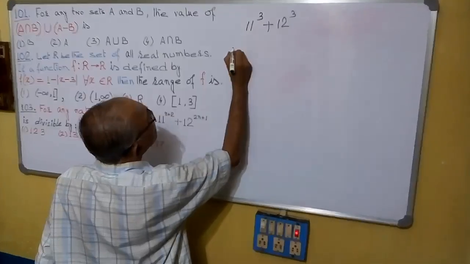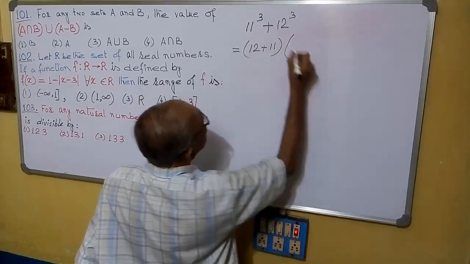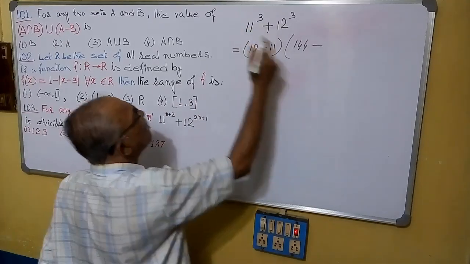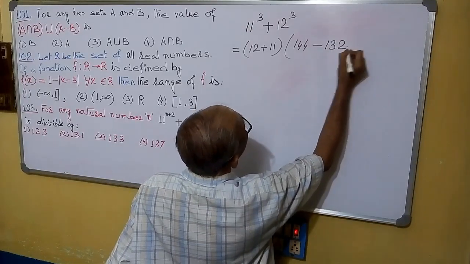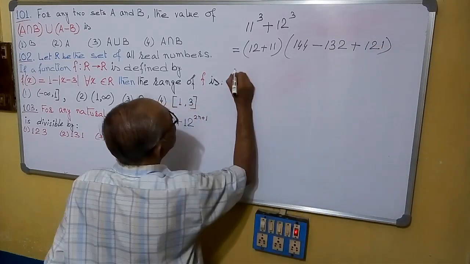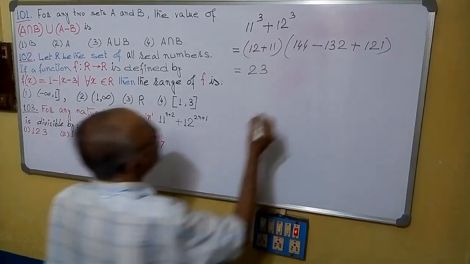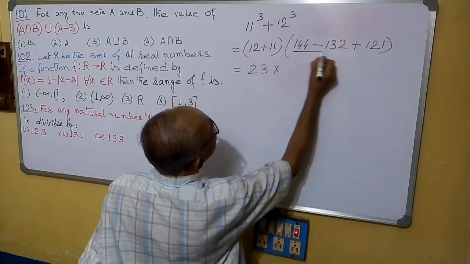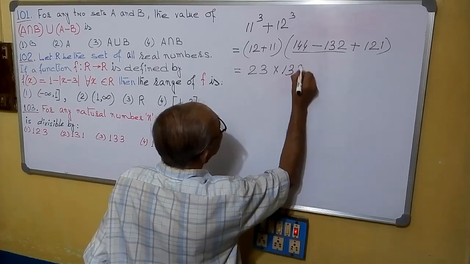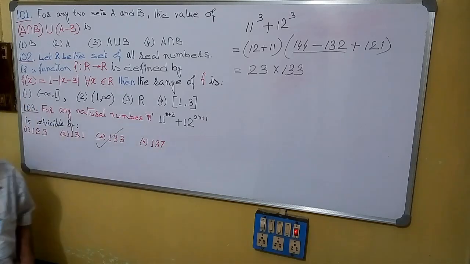Now we use a cube plus b cube is a plus b into a square minus ab plus b square. a plus b is 23. Since 23 is not here, we can cross it. Then a square is 144, minus ab is 132, plus b square 121. 144 minus 132 is 12, and 121 gives 133. Since 133 is here, this will be the correct option.